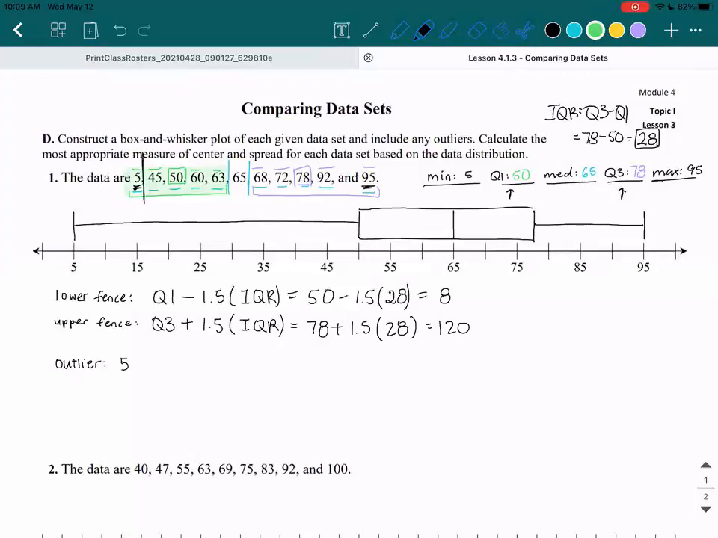And then let's figure out, is there anything bigger than our upper fence? So our upper fence is 120. 120 exists somewhere there. There's no data point bigger than 120. So our only outlier is the number 5.